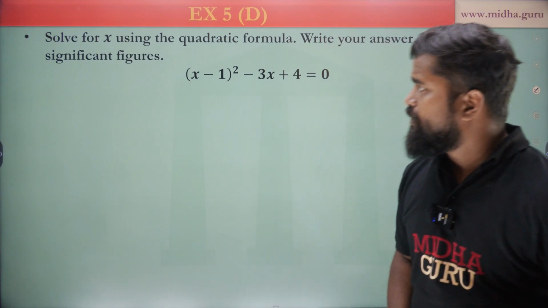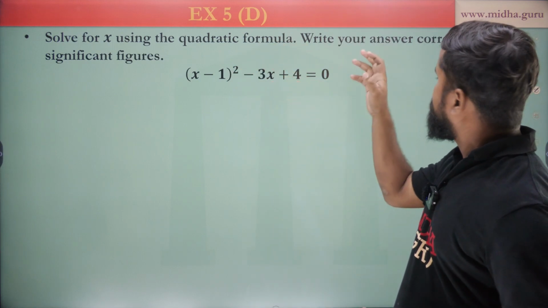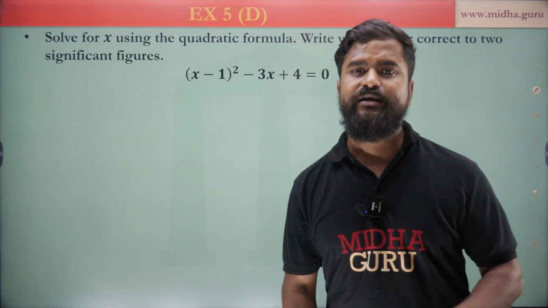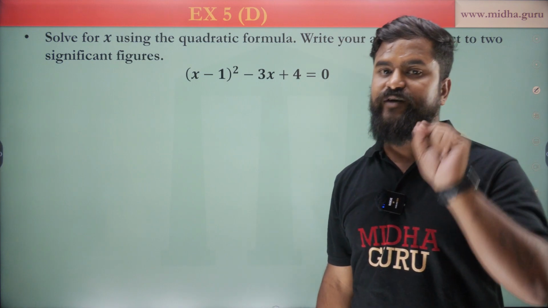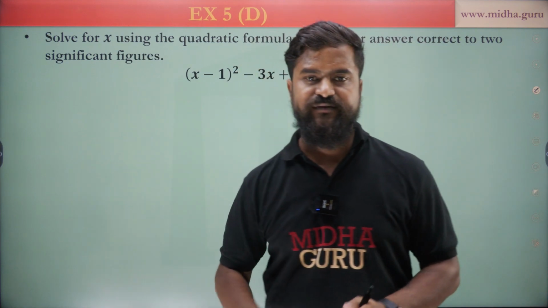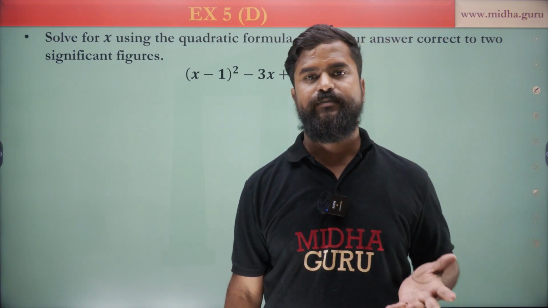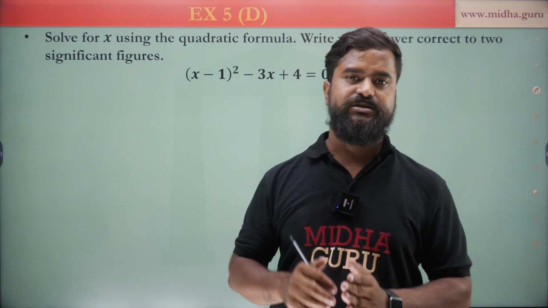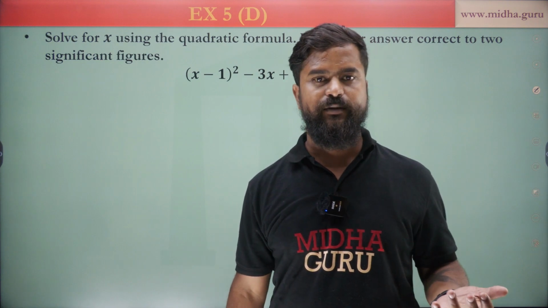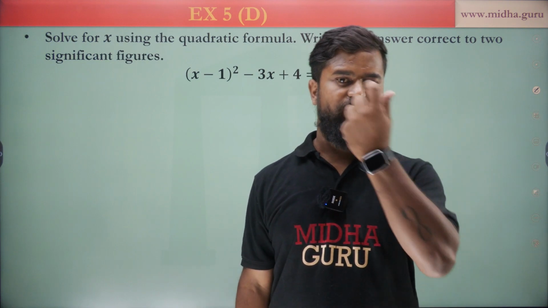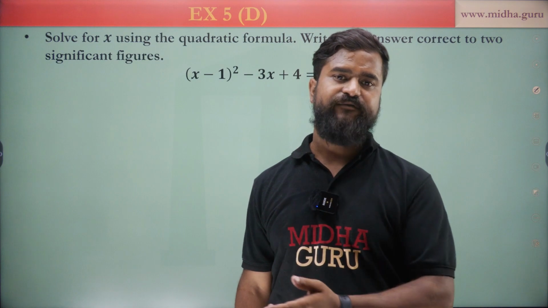The next question: solve for x using the quadratic formula. Write your answer correct to two significant figures. Here it's very important to understand that significant figures does not mean the same as decimal places. It means the number should have two digits. If the two digits are both before the decimal place, does not matter. If one is before and one is after, does not matter. If both are after the decimal, does not matter.